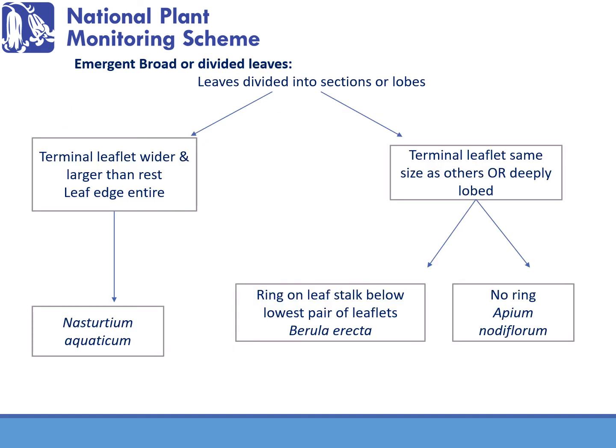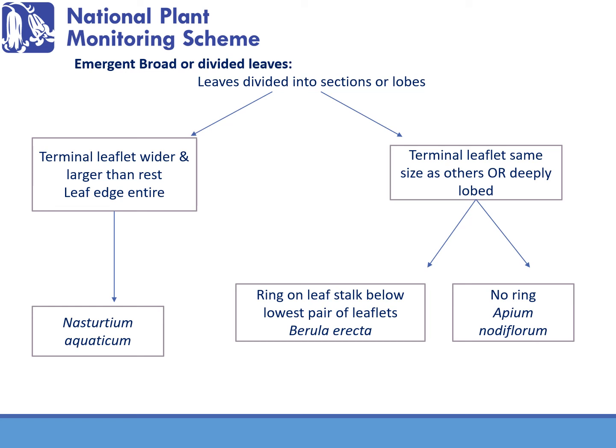We come now to three plants which all have leaves which are divided into sections or lobes, and they can sometimes lead to some confusion. So we have plants which have a terminal leaflet which is wider and larger than the rest, and an entire leaf margin, and that's watercress, Nasturtium officinale. That can sometimes be muddled with the false watercress, Apium nodiflorum, on the right-hand side of the diagram, which has a terminal leaflet which is the same size as the other leaflets or is deeply lobed.